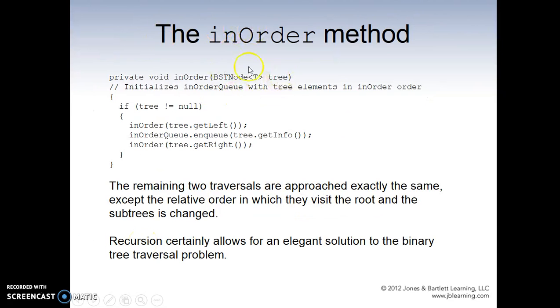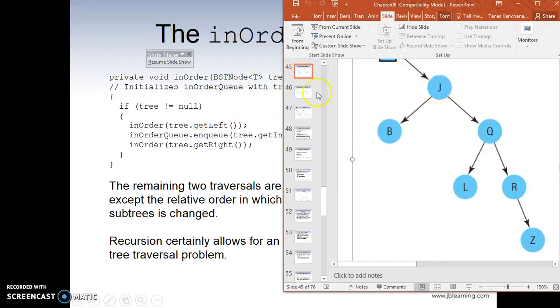So we're passing J in, right? Tree is not null, so we call in order again. It calls itself, so this is recursive. We call itself and pass j.getLeft, which is B, in, right? So it calls itself again. B in is not null. We will do in order tree.getLeft. So B.getLeft is null.